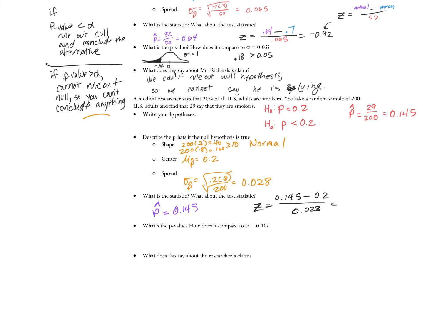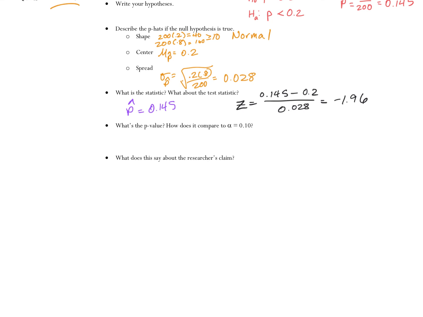And what are we getting? Negative 1.96. Okay. All right. So now to find our p-value, we draw that picture. Normal, the mean of 0, and a standard deviation of 1. Negative 1.96, and then to the left, because it's less than. So our p-value, I'm assuming you get 0.025? Yeah.